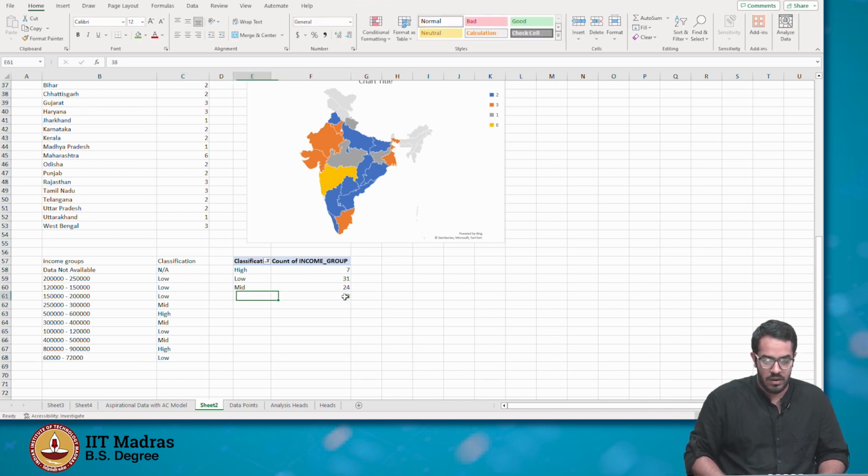There will be 38 not applicable. I'm just keeping it to keep the total count at 100 here. The sum is still 100. So we are okay with this data.